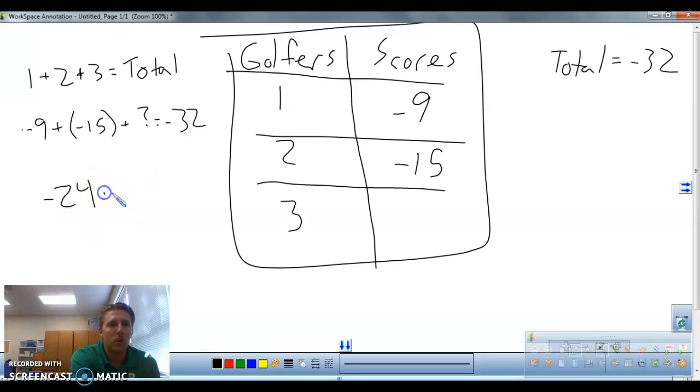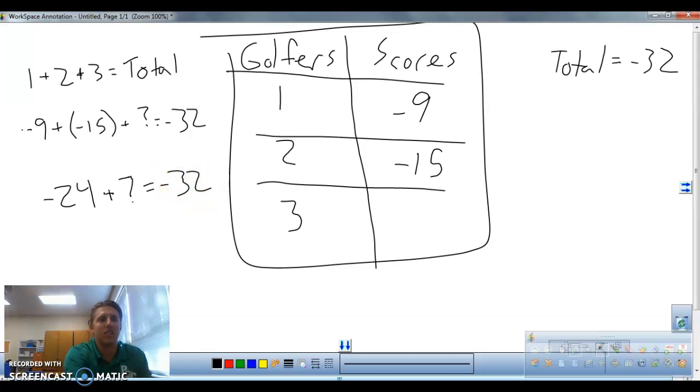So -24 plus some number gets you -32. Okay? Well, if we're at -24 and we've got to get to an even bigger negative, what do we know this third golfer's score needs to be? It also needs to be negative, right? Okay. So, -24 plus how many negatives gets you to -32?